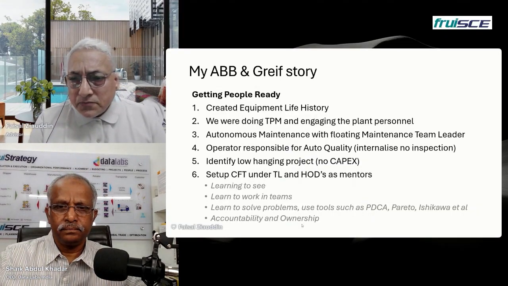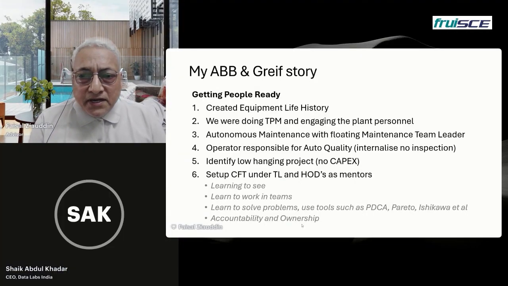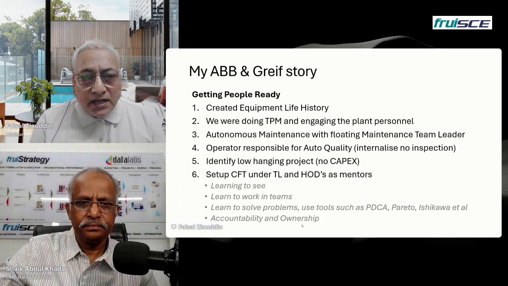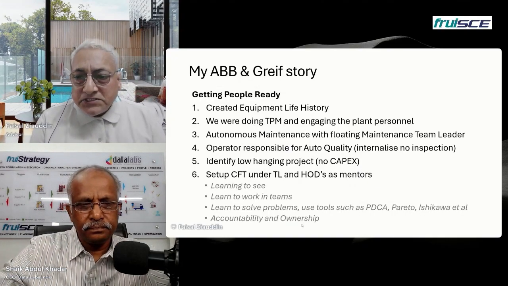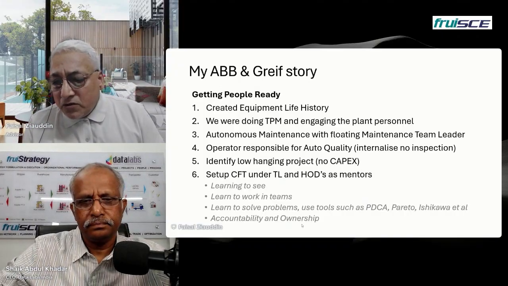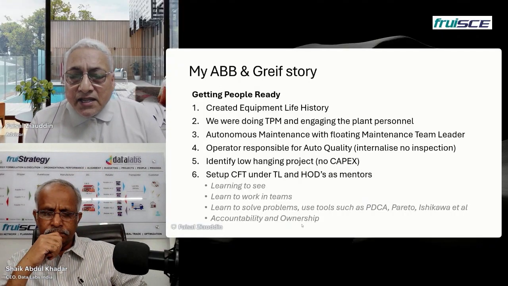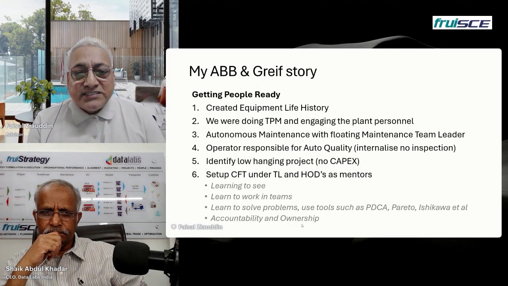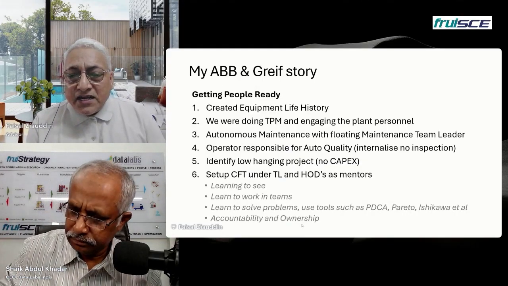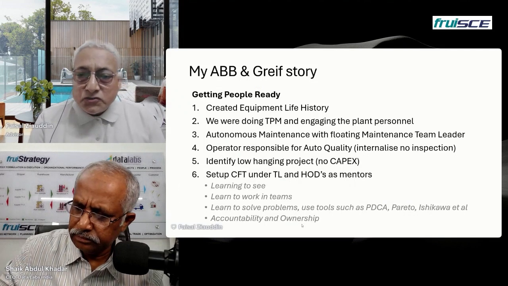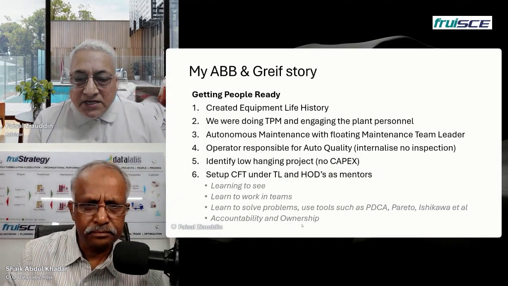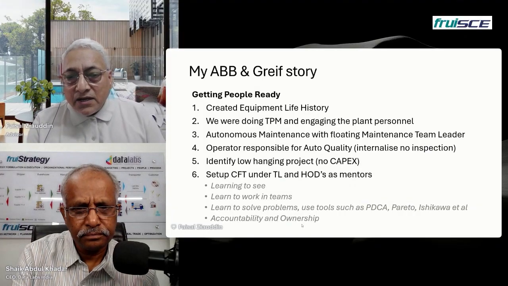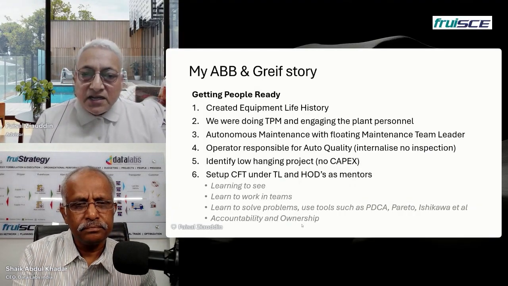So when you do that, you will have to train your people on autonomous maintenance. You will have to tell them about auto quality, which is no inspection from the quality department. Everything that moves out of the machine is approved and accepted by the subsequent machine. It's in good quality. And one of the great learnings of this setup was that most of these organizations had floating maintenance team leaders instead of having a dedicated mechanical engineer or an electrical engineer or an instrumentation crew. There were maybe one or two floating high level maintenance team leaders who were equipped, trained, and knowledgeable about all the three aspects of maintenance, which is electrical, mechanical, and instrumentation.